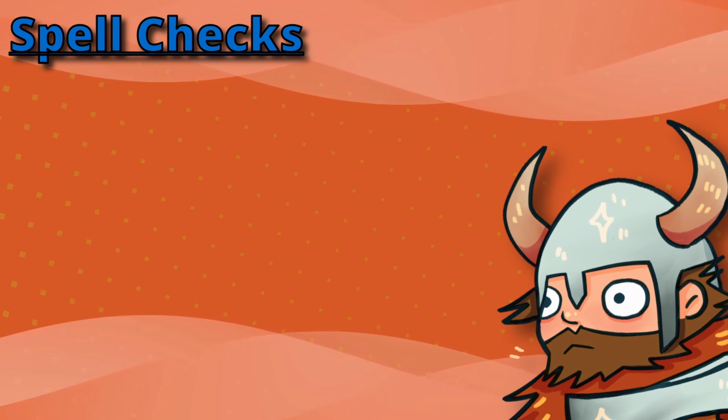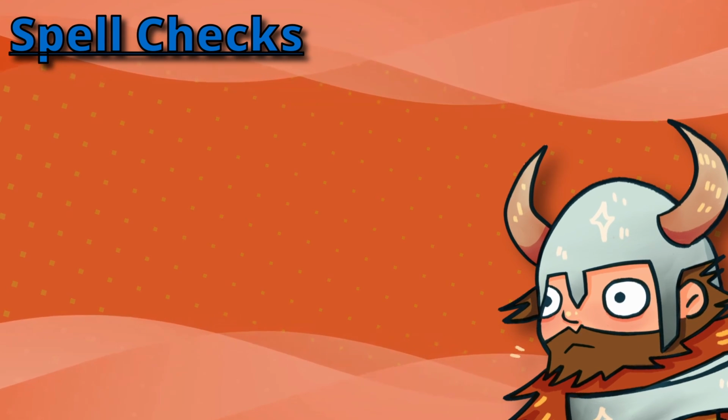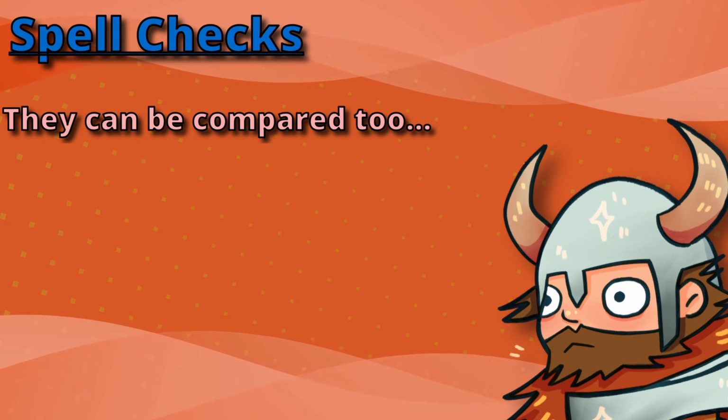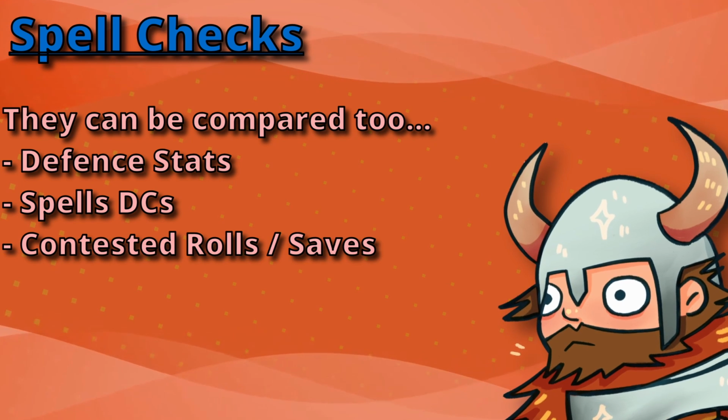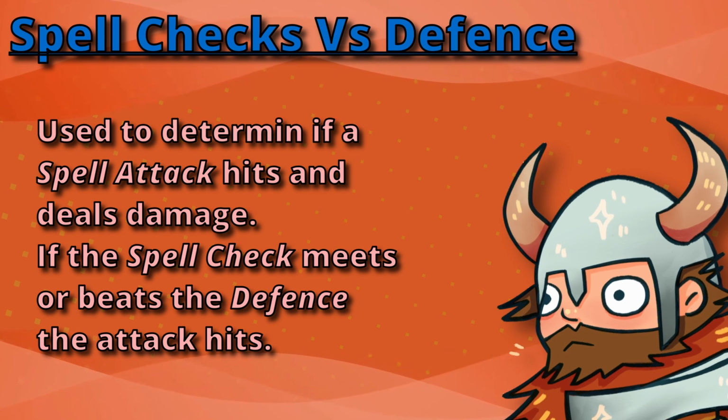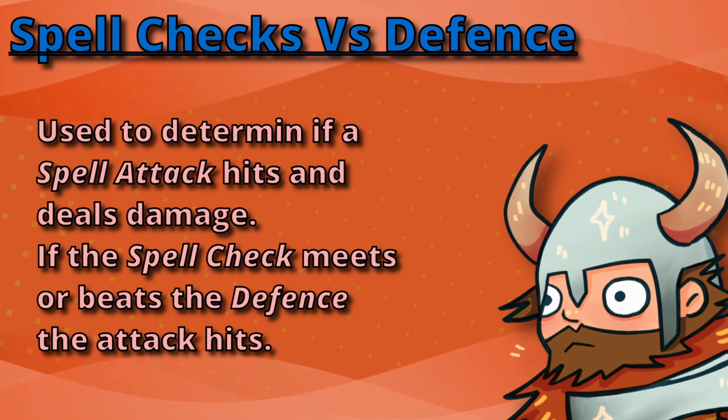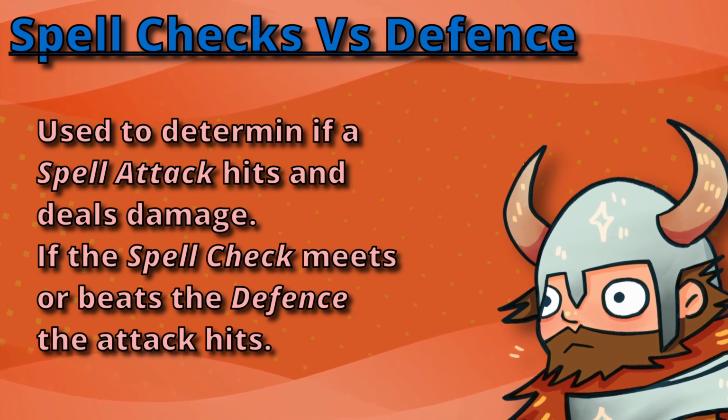This is similar to how some martial classes can spend stamina on their features, like barbarians and their rage. When you cast a spell, you'll make a spell check. This is always to determine the degree of success or failure when you cast a spell. Your spell check can be compared to the target's defense stats, spell DC, or a target's contested check. When making a spell check against a target's defense, it's usually to determine if the spell hits your target. We call this a spell attack.